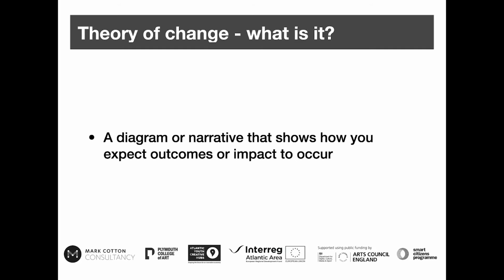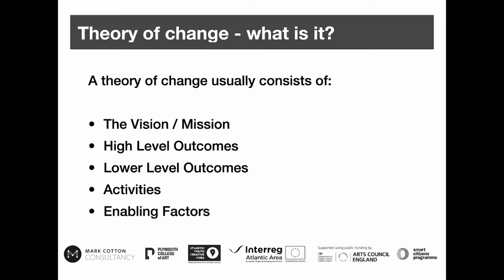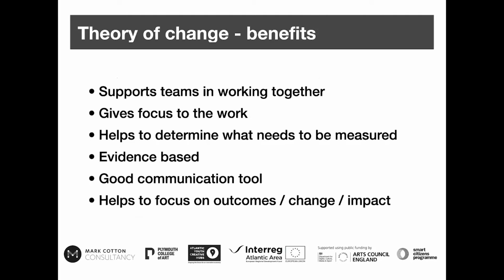A theory of change usually consists of the vision or long-term aim, the high-level outcomes, either national or society level or community level, lower-level outcomes at a personal or a people level, and then activities or outputs, so the things that you do, and the enabling factors, or sometimes called the inputs, so the circumstances and behaviours surrounding your work.